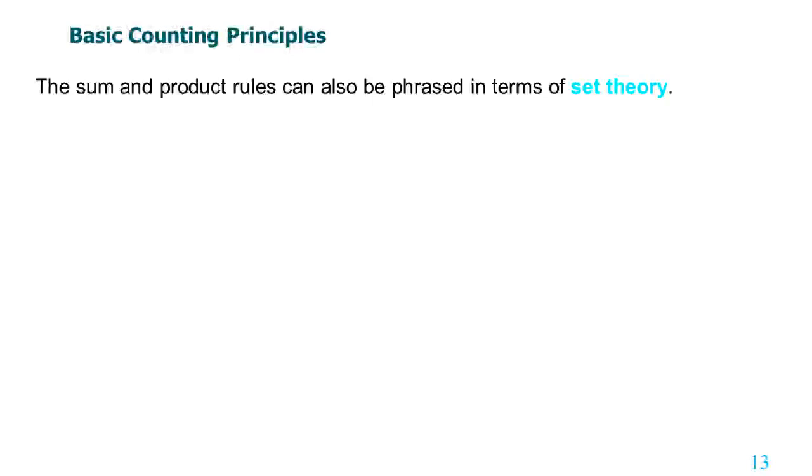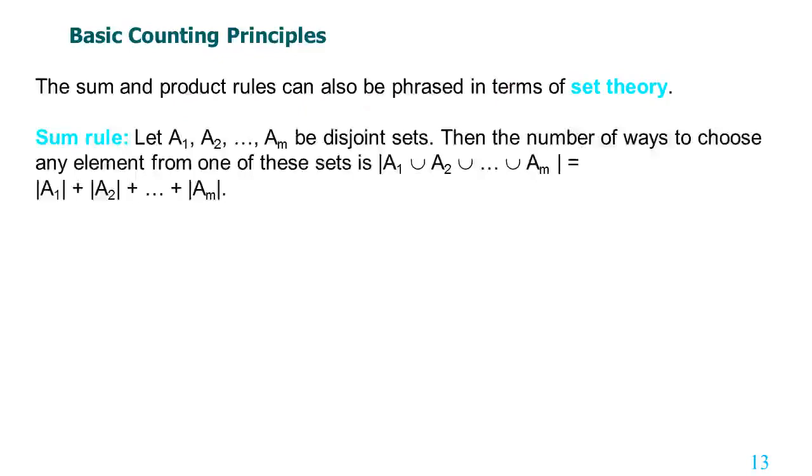The sum rule and product rule are also phrased in set theory. For example, let A1, A2, up to AM be disjoint sets. Then the number of ways to choose any element from these sets is the cardinality of A1 union A2 union, and so on up to AM. That is the cardinality of A1 plus the cardinality of A2, dot dot dot, plus the cardinality of AM.